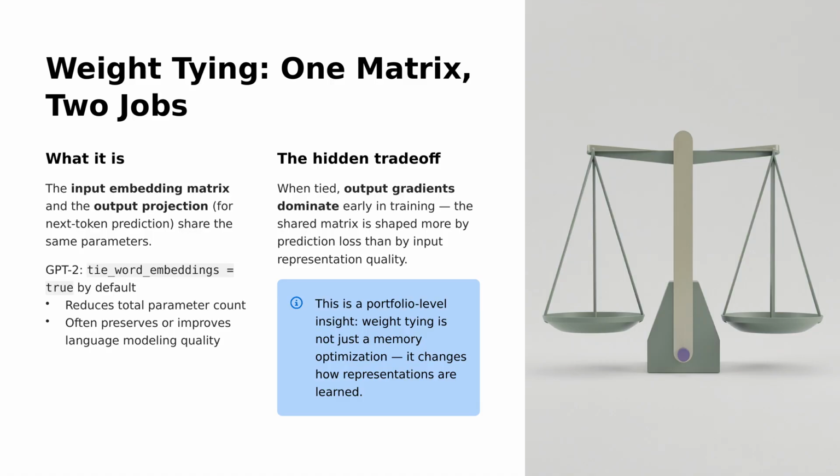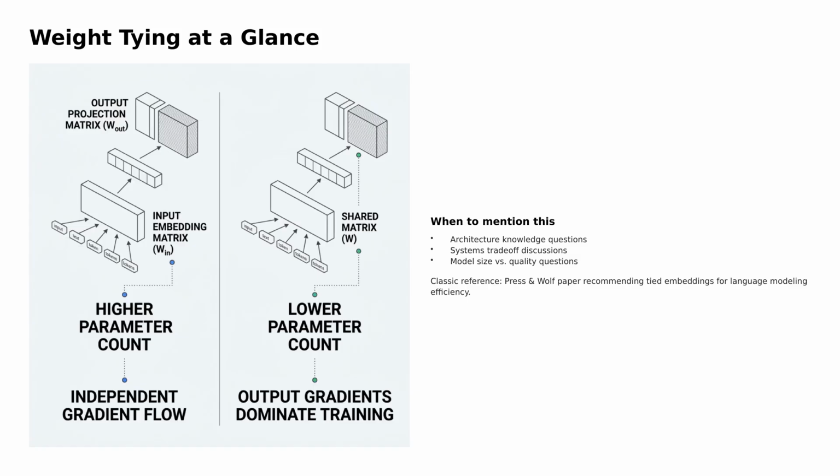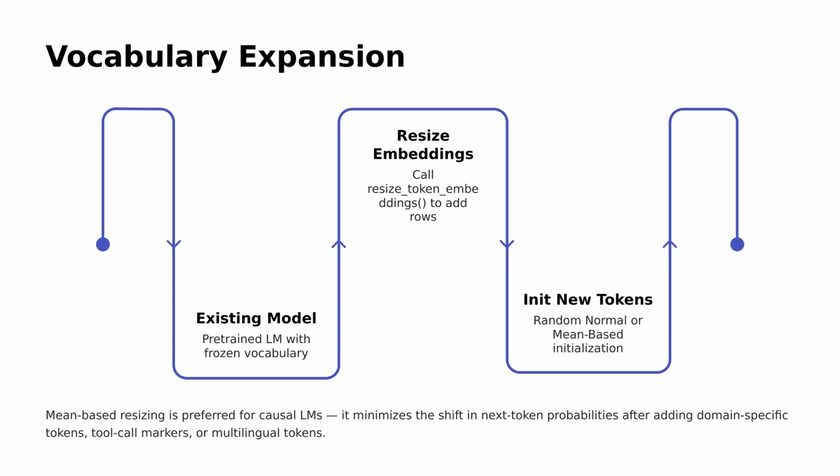Here's a quick rule of thumb for when to bring up weight tying. It's most useful in architecture knowledge questions and system trade-off discussions, and anytime someone asks about model size versus quality. The classic reference is the Press and Wolf paper, which showed that tying input and output embeddings can improve parameter efficiency in language models, often with little or no loss in performance.